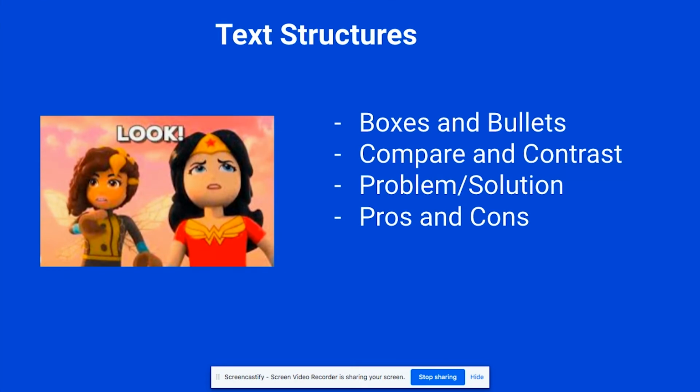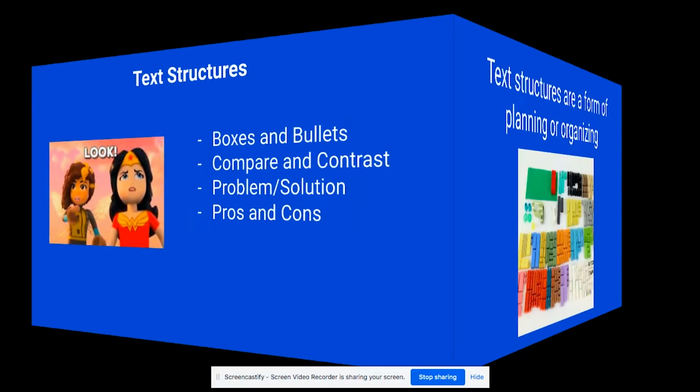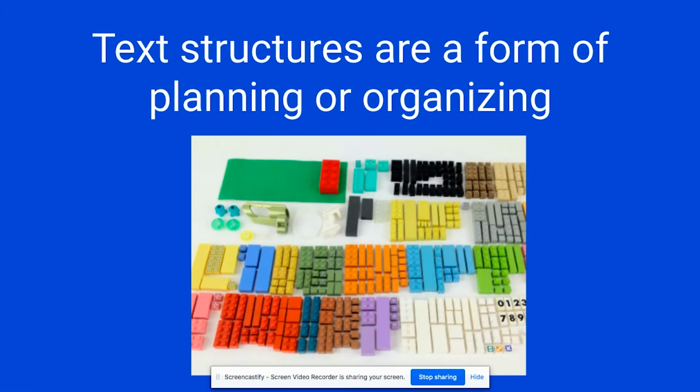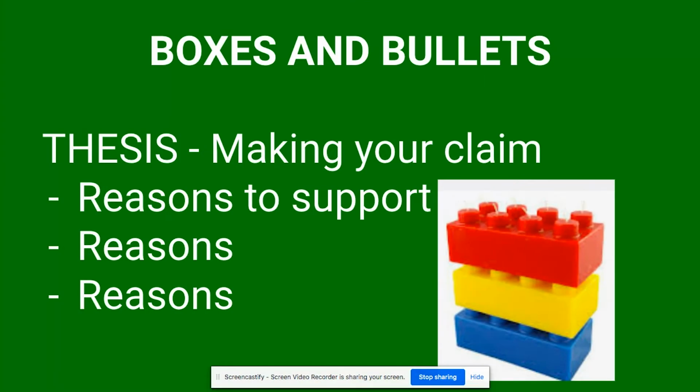One way that helps is to look at text structures. You can use organizers like boxes and bullets, or compare and contrast, problem solution, and pros and cons. Text structures are a form of planning or organizing. Boxes and bullets, for example. You have a thesis. You're making your claim with reasons to support and more reasons and yet more.